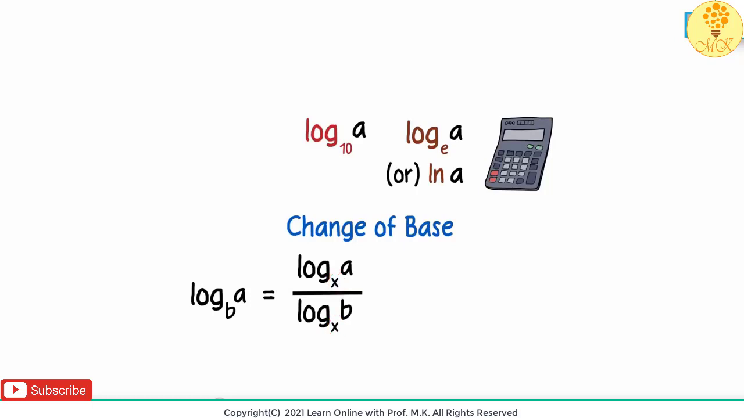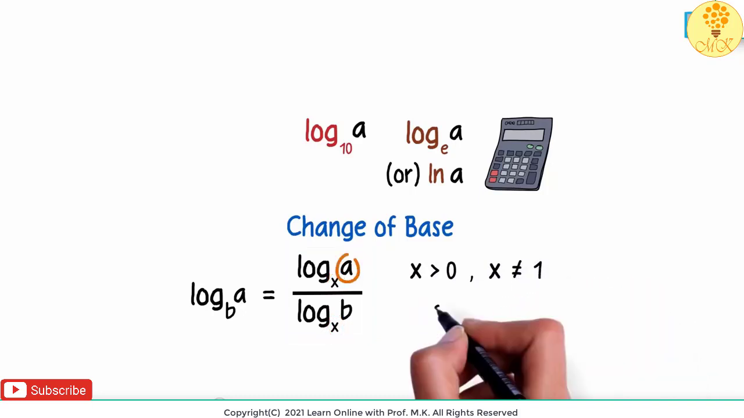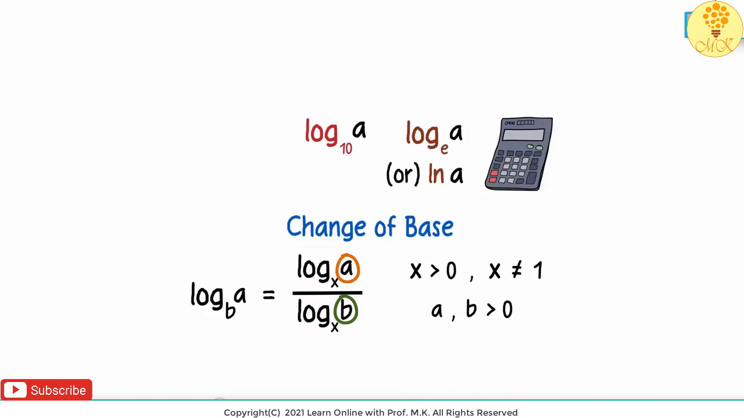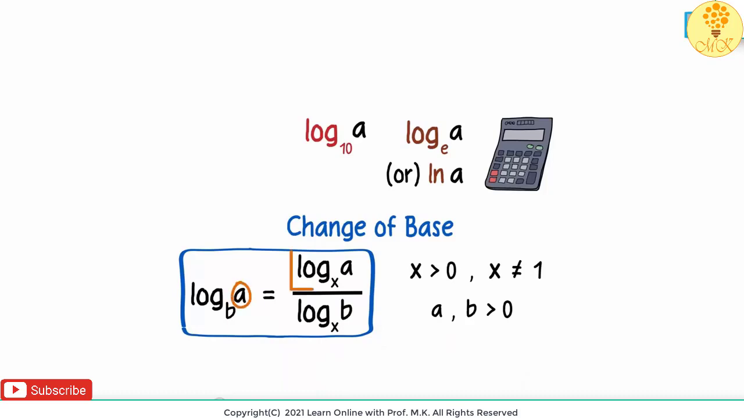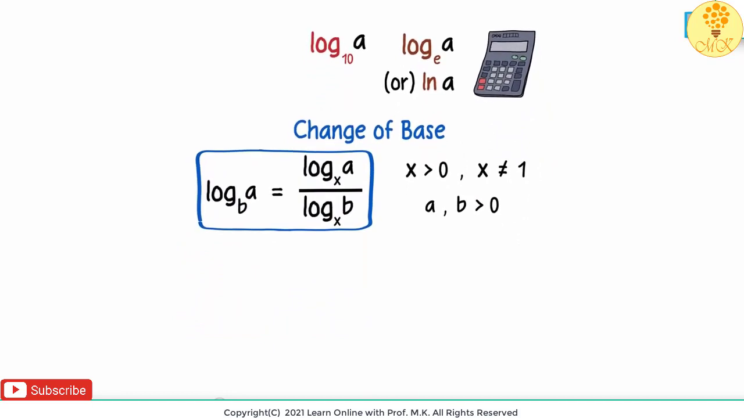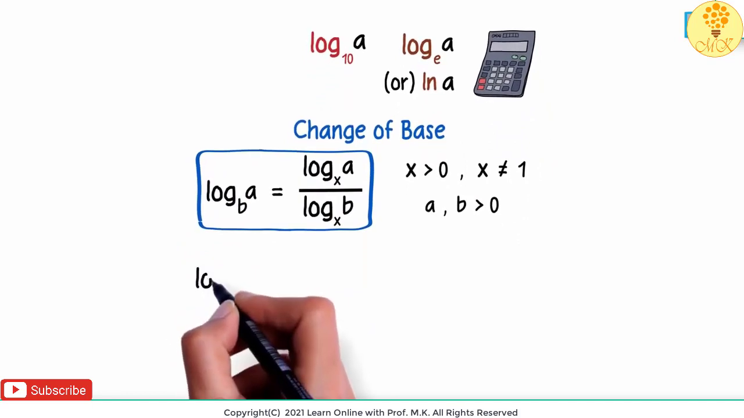Of course, the normal conditions about the base and the argument will still exist. The base, or in this case x, will be greater than 0 and x will not be equal to 1. And the arguments a and b will be greater than 0. This is the change of base formula. Quite easy to remember actually. The argument becomes the numerator, the base becomes the denominator, and the bases here will be the same and can be anything.